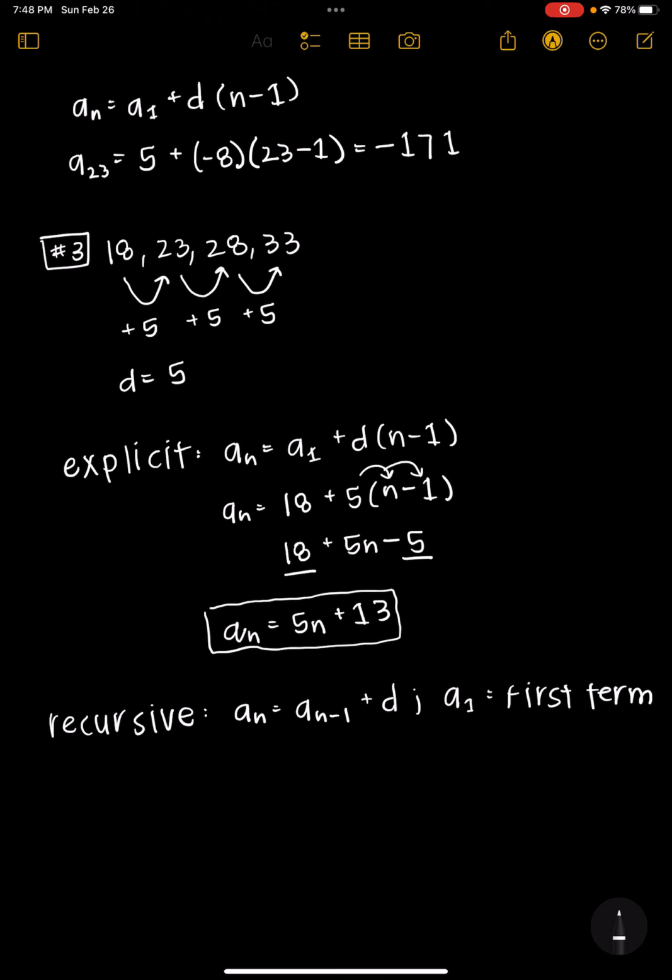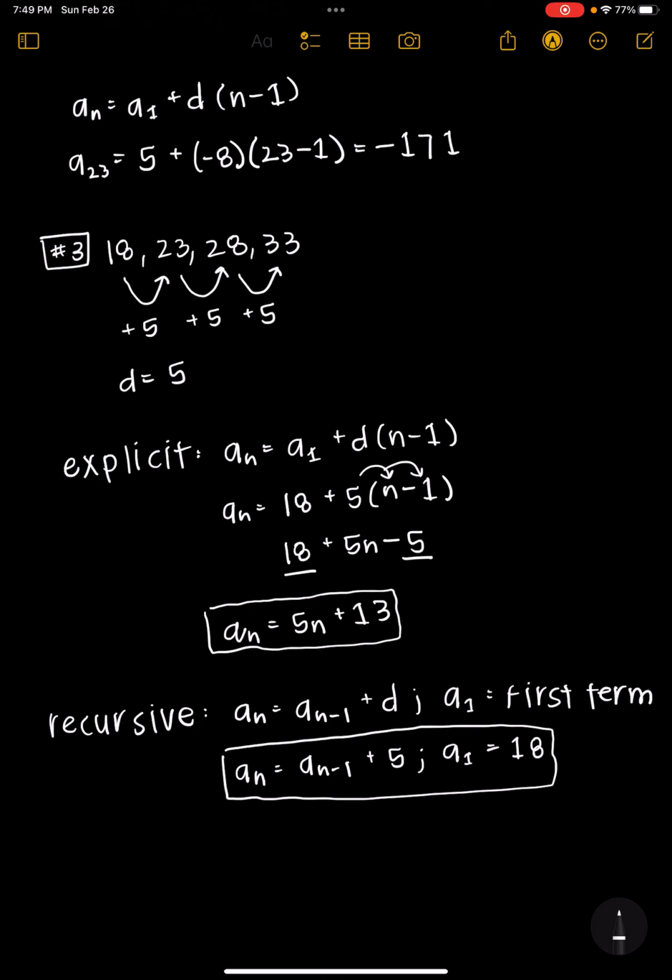So on this one, we really just have to replace the d and the a sub 1. So I'm going to say a sub n is equal to a sub n minus 1, so all of that stays the same, plus your d. Well, we decided d was 5. And then we would say a sub 1 is equal to 18. You have to have that a sub 1 is equal to 18 because you have to have somewhere to start. You have to know what the first term is in order to be able to find the second term, in order to be able to find the third term, and so on and so forth. So those are your explicit and recursive formulas.